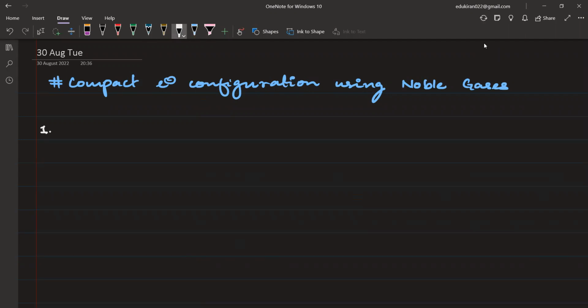The first noble gas is helium. Second is neon, argon, krypton, xenon, and radon. Okay, how will you remember this? You remember this as He Nias.